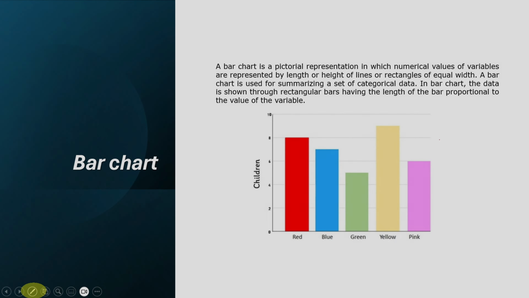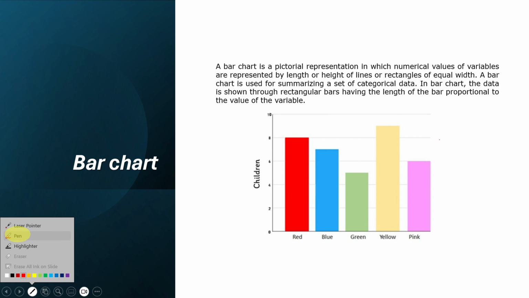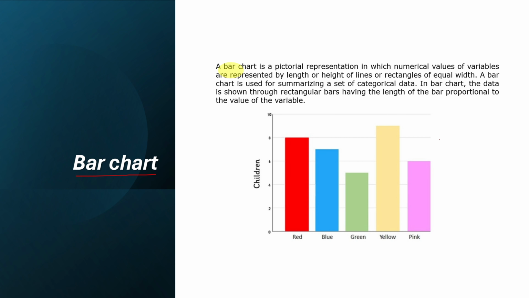Welcome back. Let's start with the bar chart. So, what is a bar chart? A bar chart is a pictorial representation in which numerical values of the variable are represented by length or height of lines or rectangles of equal width.